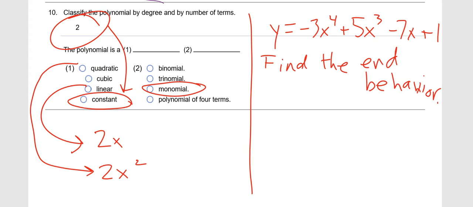Find the end behavior. First determine if this is in standard form. If it's in standard form, find the leading coefficient and the degree. Yes, I just made this up. You need to have it written down somewhere. Find the leading coefficient and the degree and make a decision on the whole up, down. Always find the right-hand behavior first and the left-hand behavior second.